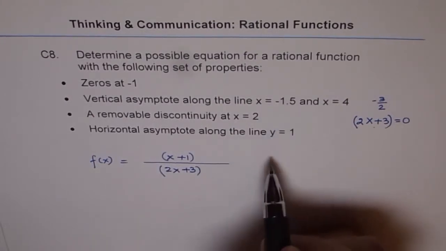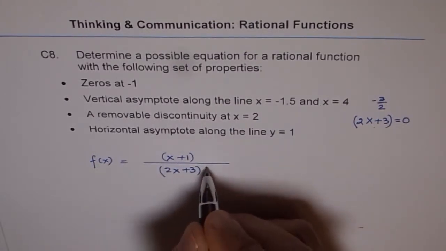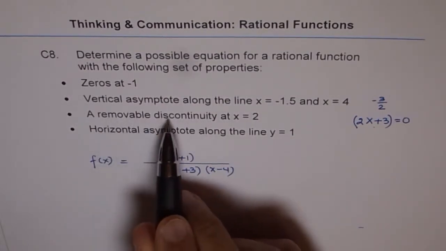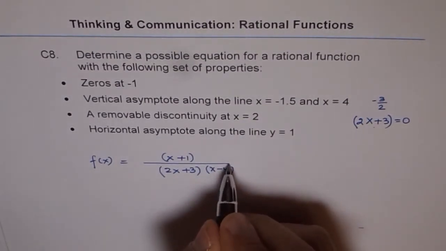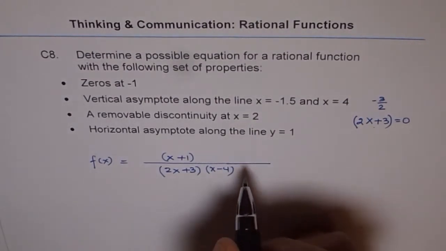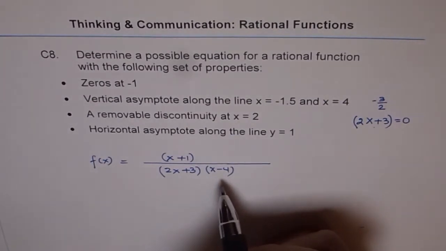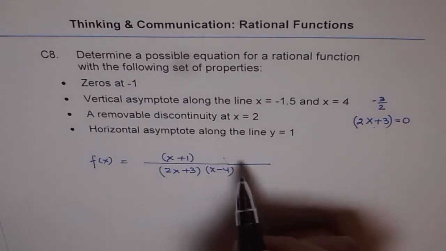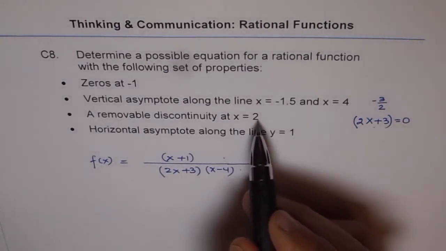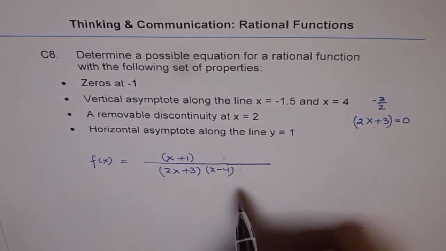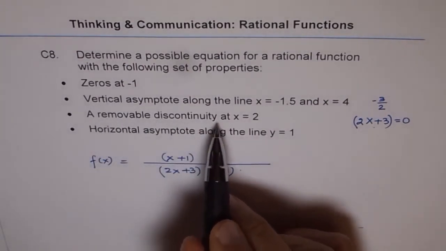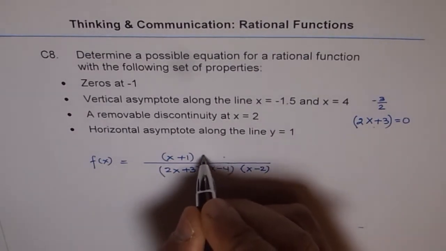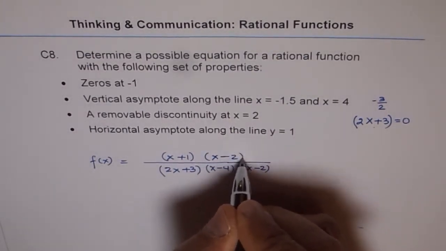That is one vertical asymptote. Another one at x equals 4. That means x minus 4. Correct? Yes. Removable discontinuity at x equals 2. So that means I have to extend my line further. Removable discontinuity means that there is a common factor in both numerator and denominator, which will cancel out and give rise to a hole, which is a removable discontinuity. So removable discontinuity at x equals 2 means the factor is x minus 2. So right here x minus 2.